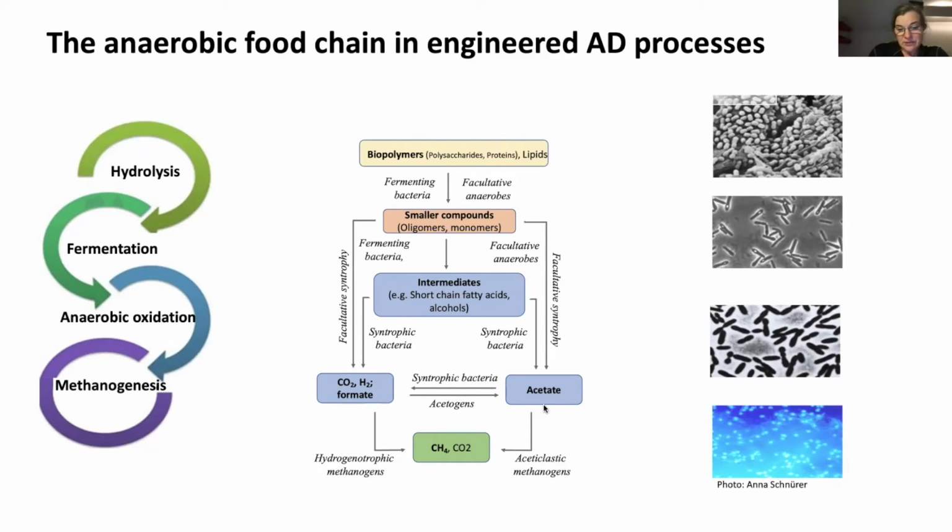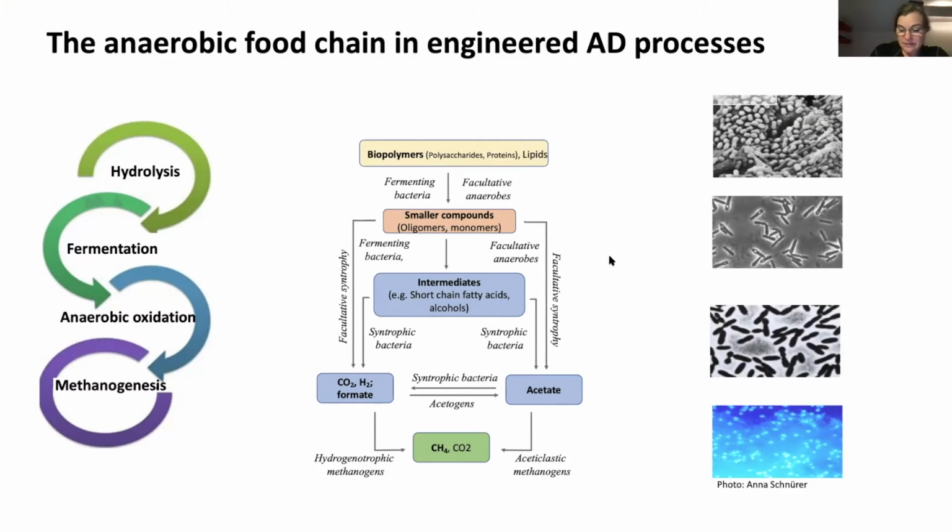And here is the methanogenic step. The acetate is converted by acetoclastic methanogens to methane, and the CO2 and the hydrogen, and also the formate, are converted by so-called hydrogenotrophic methanogens. These methanogens are archaea, they are not bacteria. And here you also have syntrophic bacteria, which can convert acetate directly to CO2 and hydrogen, and also the other way around by acetogens. So you see there are a lot of different microorganisms, a lot of different metabolism in this food chain.